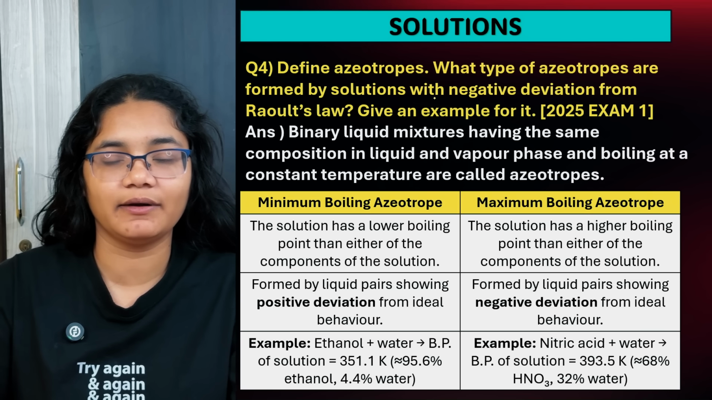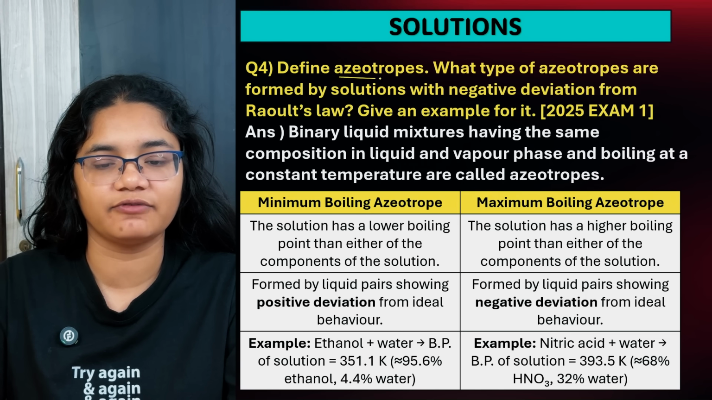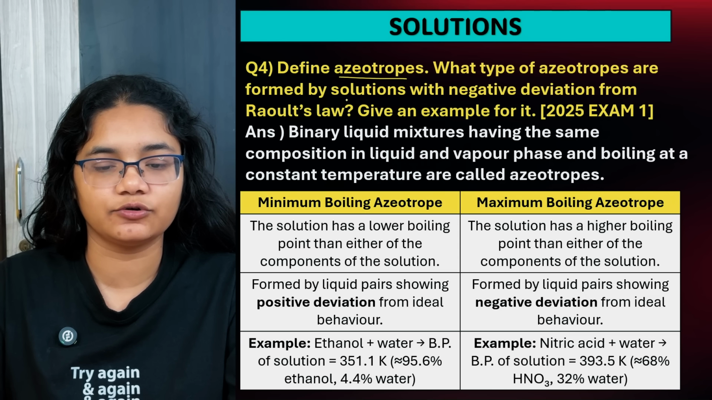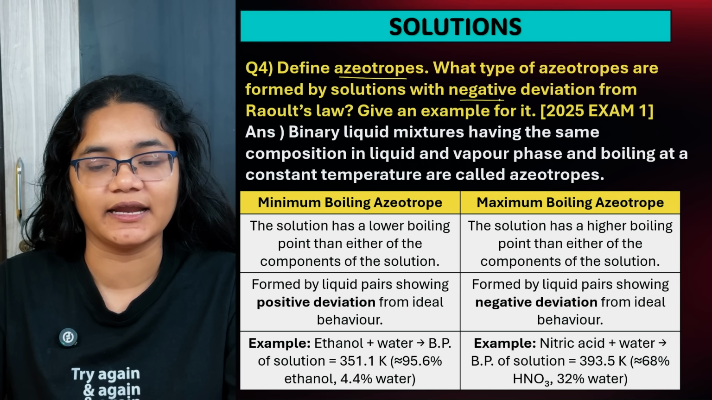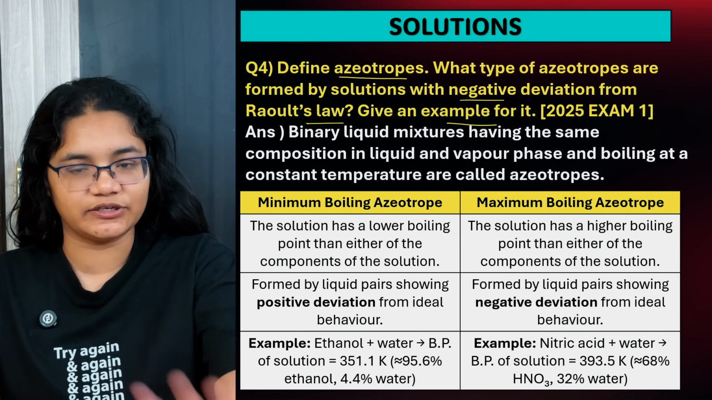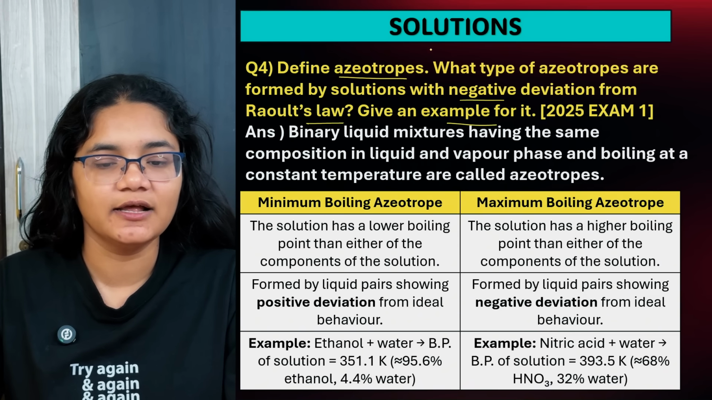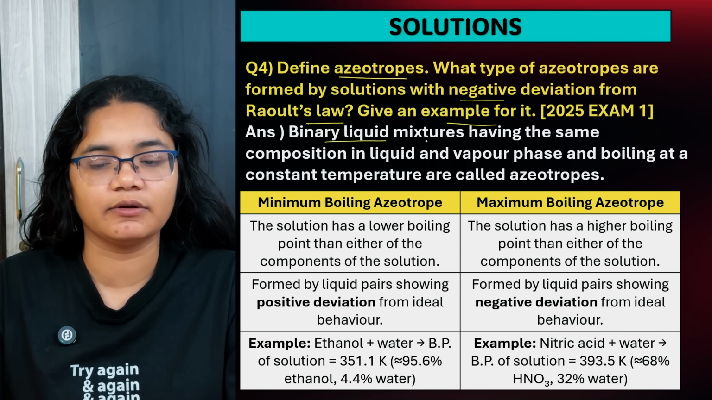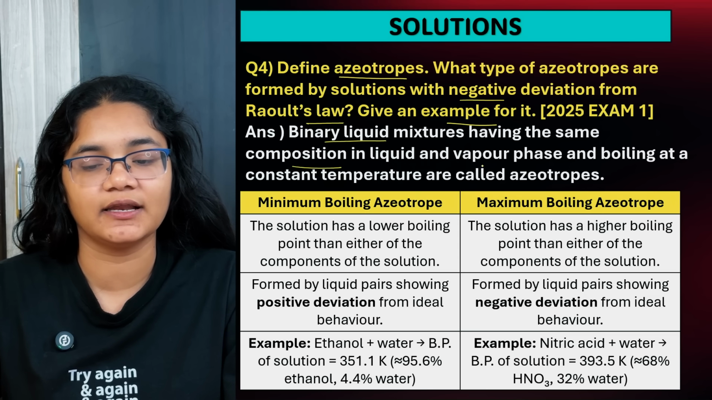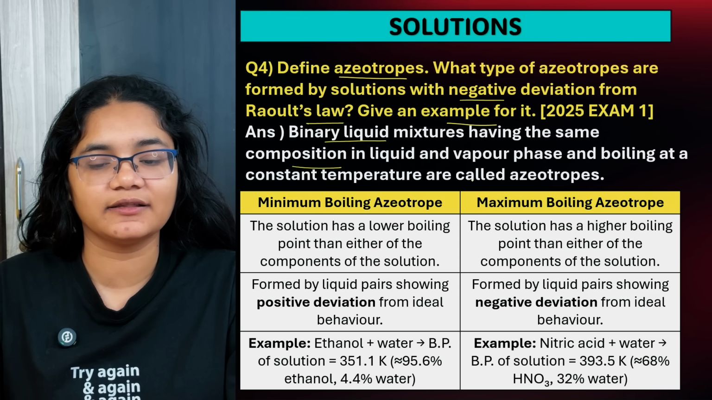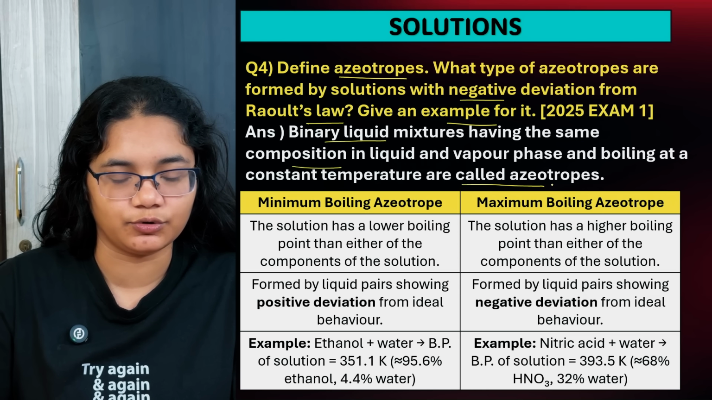Now we will see the 2025 examination 1 question. Define azeotropes. What type of azeotropes are formed by the solution with negative deviation from Raoult's law? Give an example of it. I have given some other important answers to this question as well. So what are azeotropes? First of all, binary liquid mixtures having the same composition in the liquid and vapor phase and boiling at a constant temperature are called azeotropes.